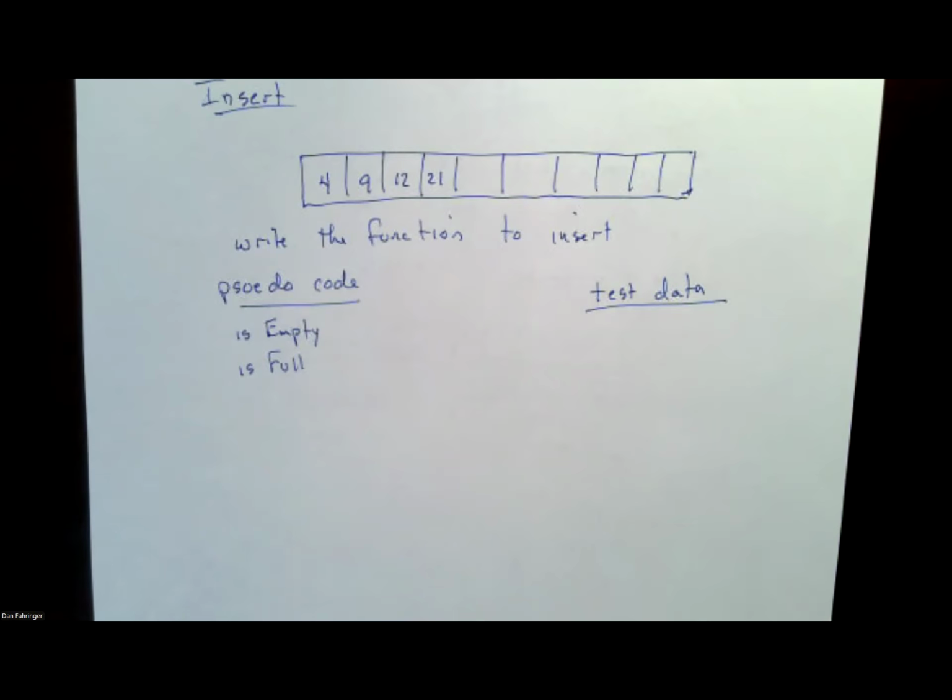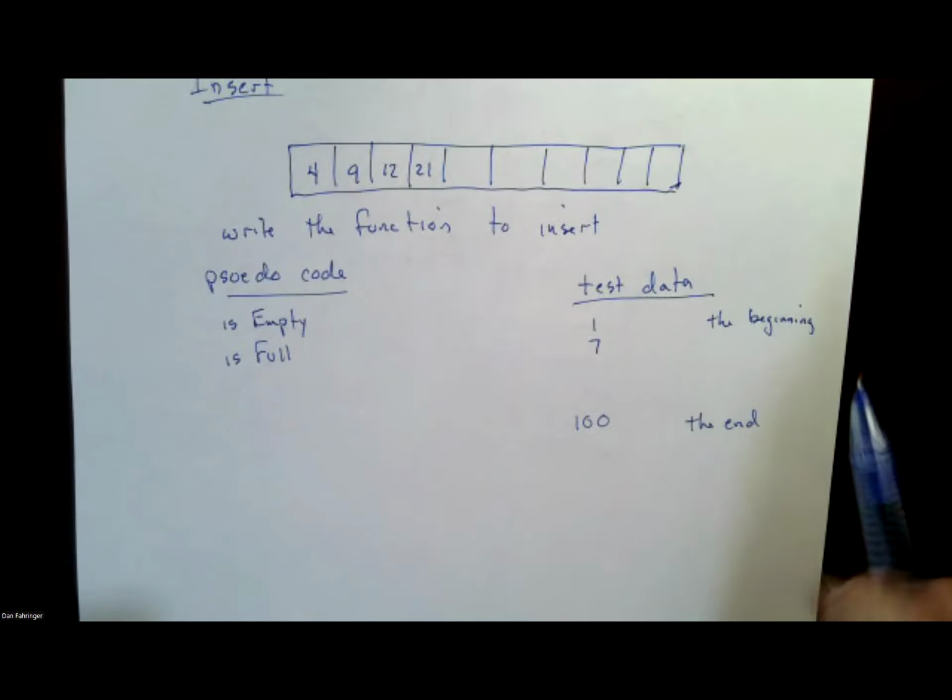100. Okay. I'm going to put that down here because that's definitely going to go on the end. Negative five. Let's just go with one. We're going to assume these are all positives. Yeah, this is the beginning. Some more ideas for test data: 7. Yeah, because that's something that would be in the middle. So the beginning, the middle.